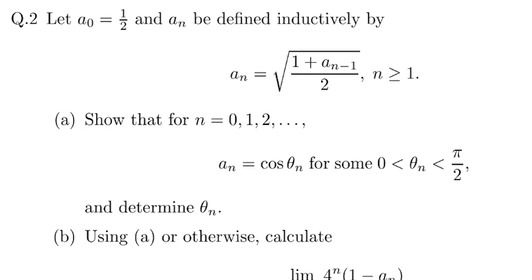Now in the second question, it says if a0 is 1 by 2 and an is defined inductively by an equals under root of (1 plus an minus 1) by 2, then show that an equals cos theta n for some theta n lying between 0 and pi by 2, and we need to determine theta n. Now we are given a0, which is 1 by 2, which is cos 60, and that is cos pi by 3. Let us say this is cos theta. So theta here is pi by 3.